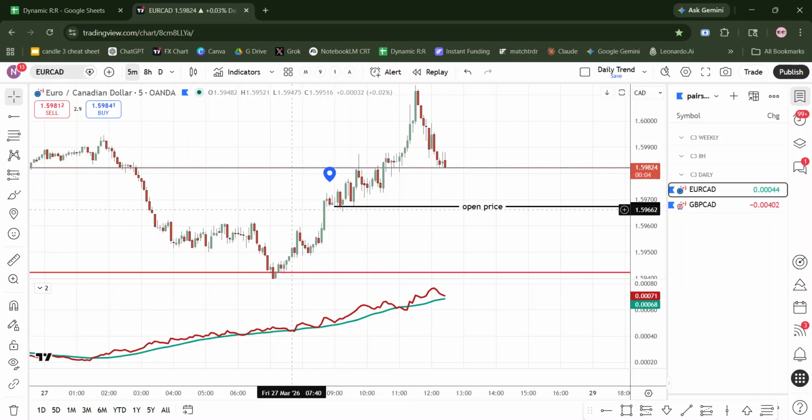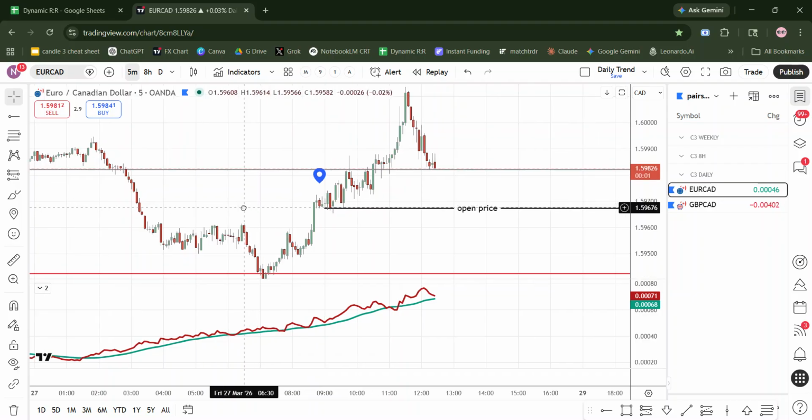So yeah, but I like this. I like this a lot. So we're definitely going to implement that. But yeah, that's my little experiment with that.